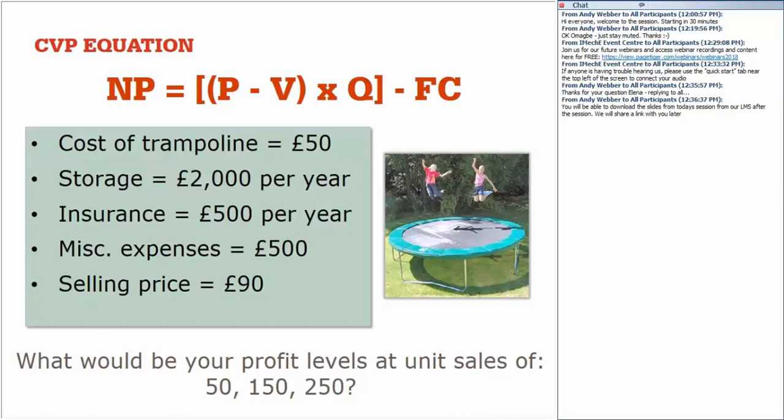So the cost of a trampoline is £50. It's going to cost you £2,000 a year to store. It's going to cost you insurance of £500 a year. There are going to be miscellaneous expenses such as phone and so on of £500, and you reckon that you can sell on eBay for £90. Okay, so what would your profit level be if you were to sell 50 of them?